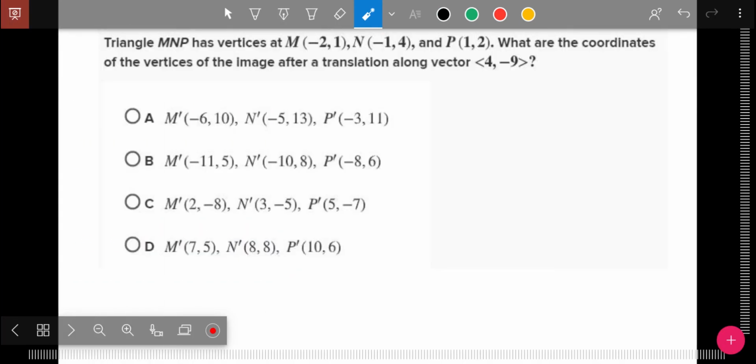Take a minute and try this one. What do you think it is? A, B, C, or D using the vector 4, -9? All right, you can continue to pause the video if you haven't come up with it. I thought of it just as the point M, -2 plus 4 is +2, 1 minus 9 or 1 plus -9 is -8. And that meant that C is the only one that worked.